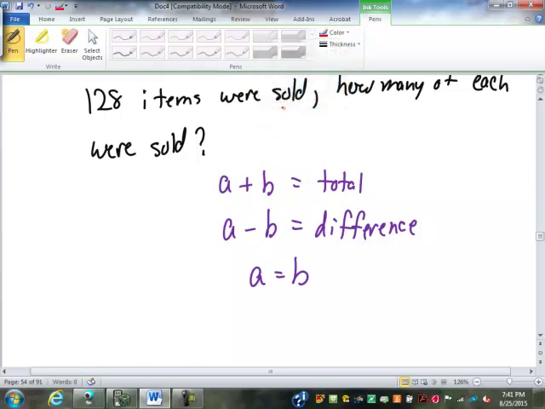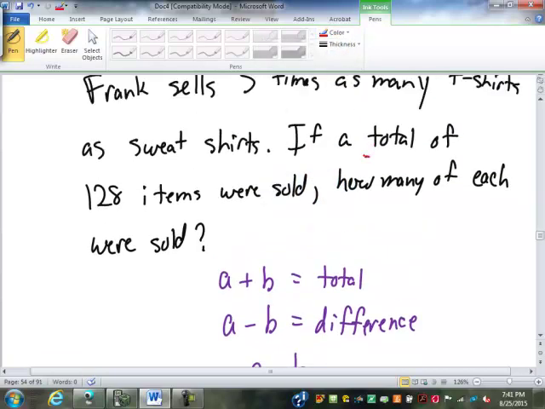Now in this case, we are given a total. So that implies that we are looking for two things that add up to a total. And in this case, the two amounts that we are looking for are the number of t-shirts and the number of sweatshirts that are sold. So I'm going to start by charting that out.